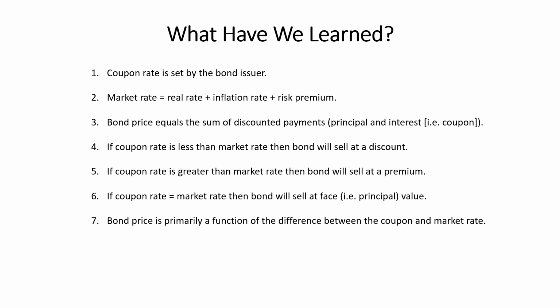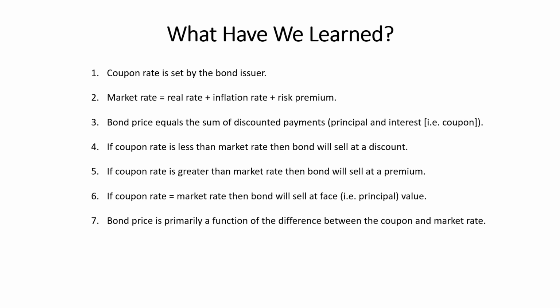Now, the second item there is market rate equals the real rate plus the inflation rate plus the risk premium, and this is set by the market. The coupon rate is set by the issuer. The market rate is set by the market, and comparing those two is going to dictate whether that bond will sell at a discount, at a premium, or at par. Item 3 there is bond price equals the sum of discounted payments, principal and interest.